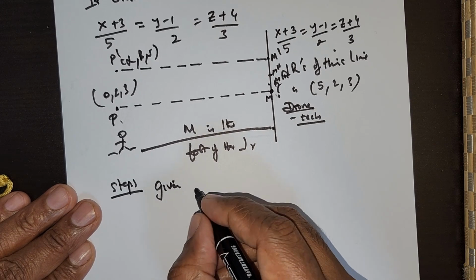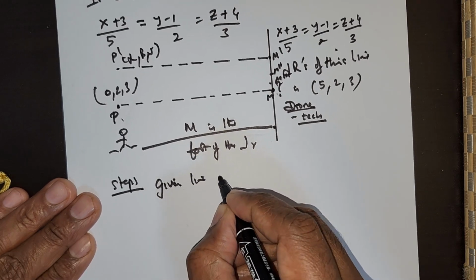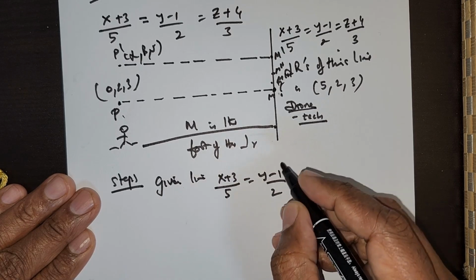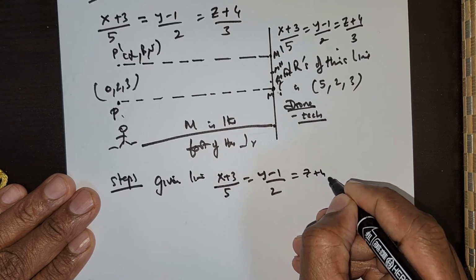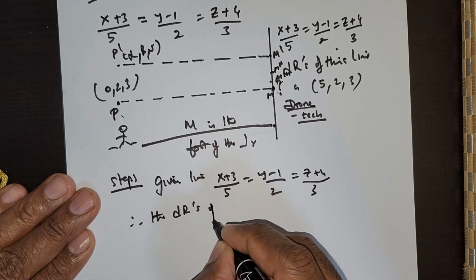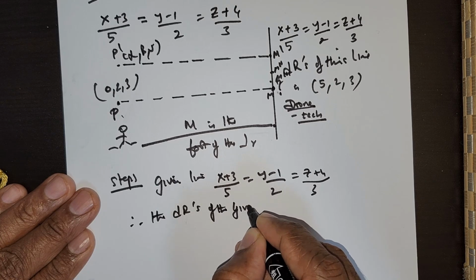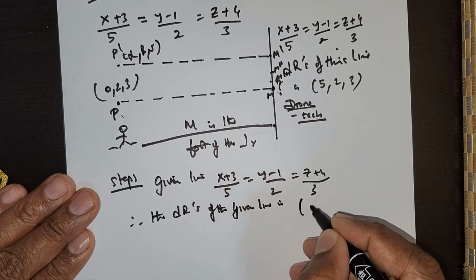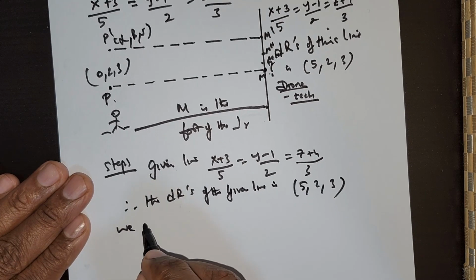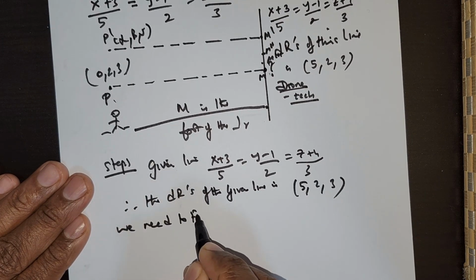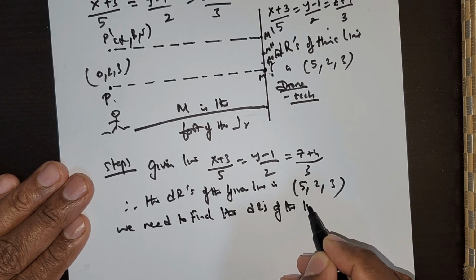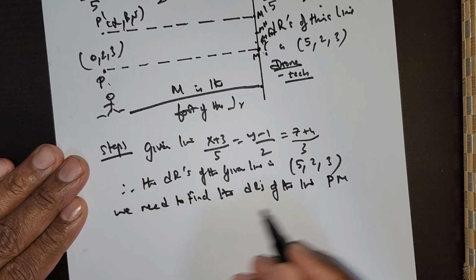We start off by saying that the given line is (x + 3)/5 = (y − 1)/2 = (z + 4)/3. Therefore, the directional ratios of the given line are 5, 2, 3. Now we need to find the directional ratios of the line PM. What is PM?